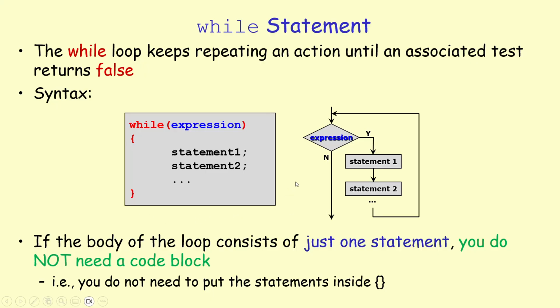Just like if statements, if the body of the while loop consists of just one statement, we do not need to write a code block. So remember, a code block is indicated by an open curly brace and a closed curly brace in C++. And if there is only one statement within the code block, you don't need the code block. You can just write this statement under the while loop without enclosing it with open curly brace and closed curly brace. This is something that you should remember. This applies to all programming constructs in a sense in C++.